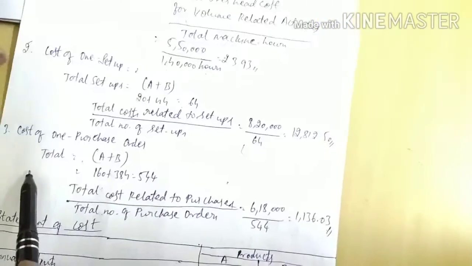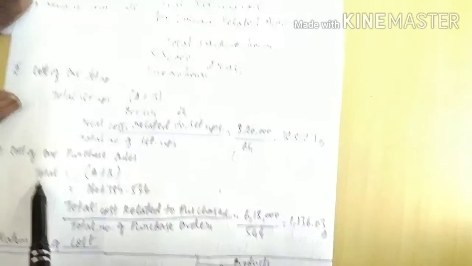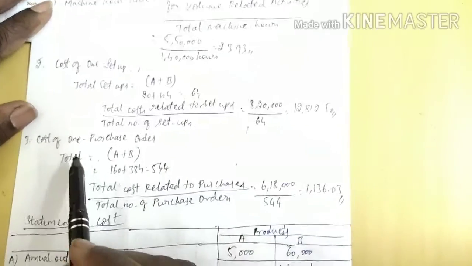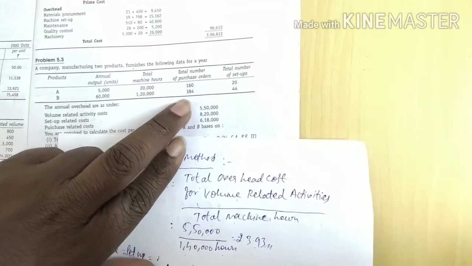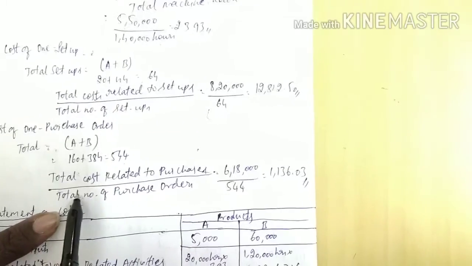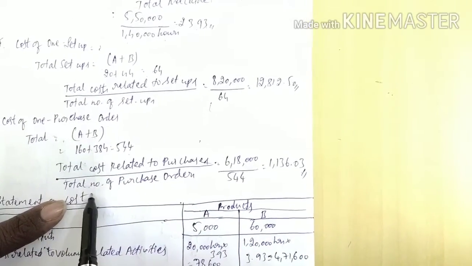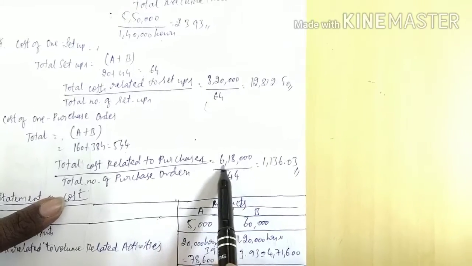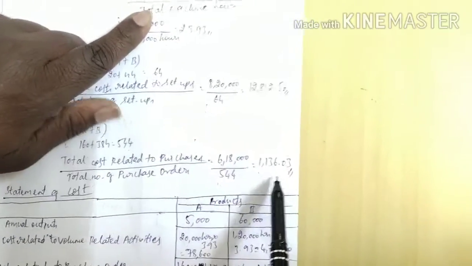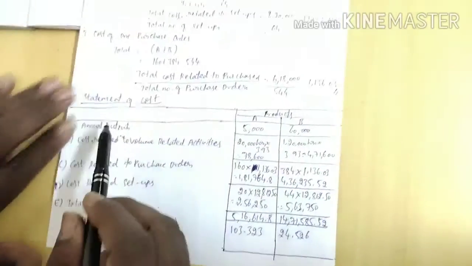The third one is the purchase related cost. I should do it individually. For product A and B, the total purchase orders are 160 and 384. When I total, I will get 544. Now, total cost related to purchases divided by total number of purchase orders. As per the information, 6,18,000 divided by 544, I will get 1,136.03.